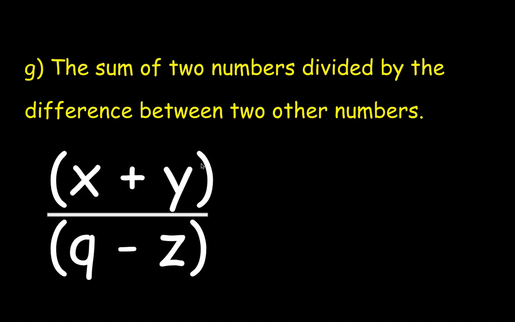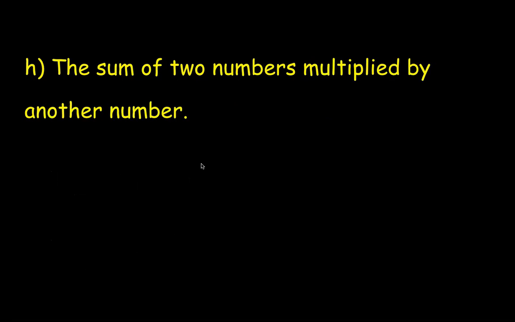And that's with brackets. You don't really need them in this example, but if you did have them, perfect. The sum of two numbers multiplied by another number. Pause the video and continue when you're ready.